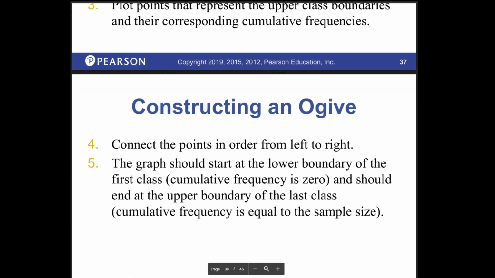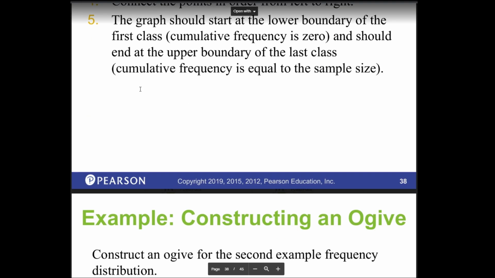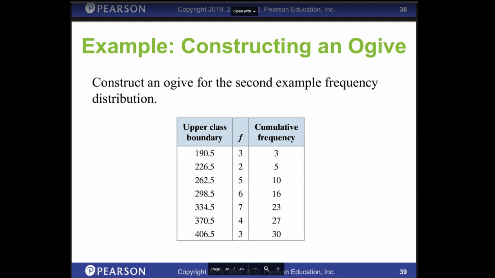And then, constructing an OGIVE, connect the points in order from left to right. The graph should start at the lower boundary of the first class, where the cumulative frequency is 0, and should end at the upper boundary of the last class, where the cumulative frequency is equal to the sample size. An example of that will be using the same numbers we had before and constructing an OGIVE.